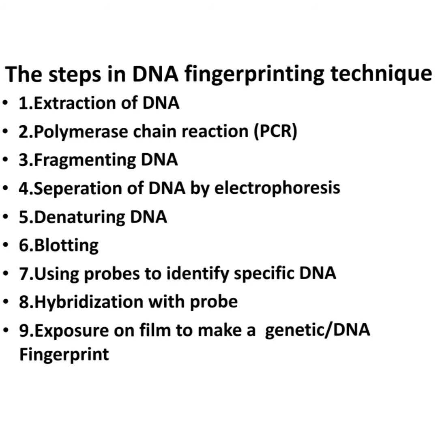Number 1 is extraction of DNA. Number 2 is PCR or polymerase chain reaction. Number 3 is fragmenting DNA. Separation of DNA by electrophoresis is step 4. Step 5 is denaturing DNA. Step 6 is blotting. Step 7 is using probes to identify specific DNA. Step 8 is hybridization with probe. Step 9 is exposure on film to make a genetic or DNA fingerprint. Let us discuss one by one.